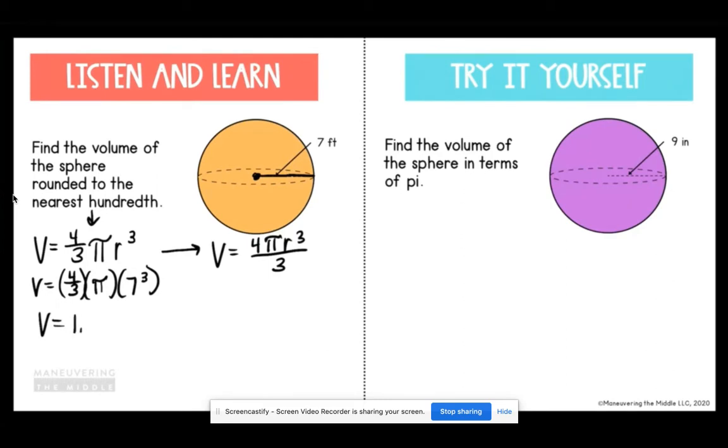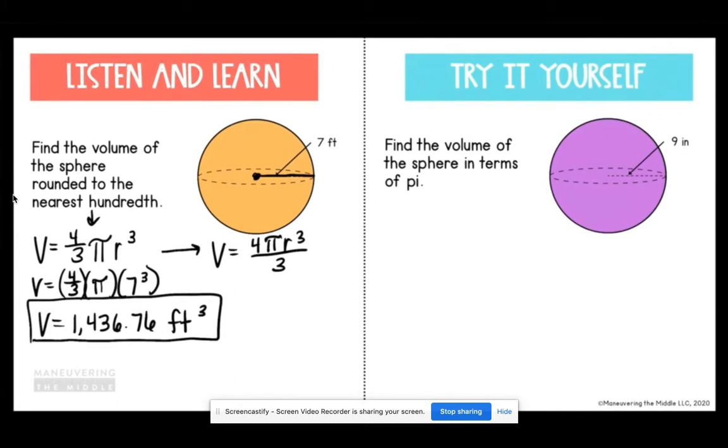So when I multiply these, the volume is 1,436.76 when rounded to the nearest hundredth. And since it's volume, our units are always going to be cubic units. So this one is feet cubed. Now try the one at the right.